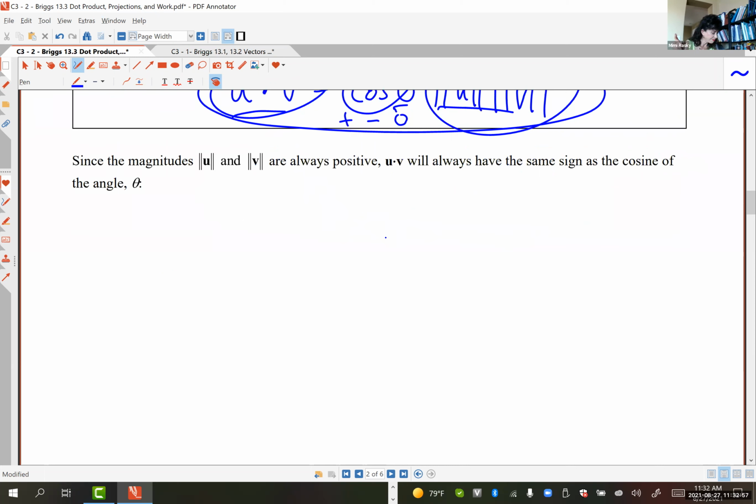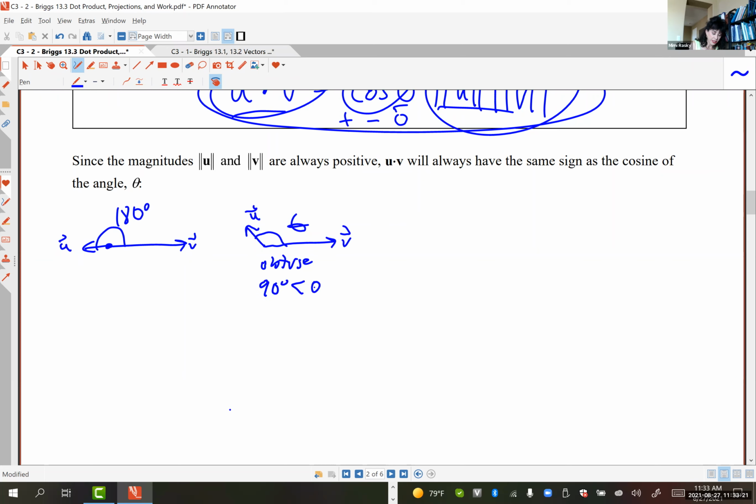So I'm going to draw some real quick pictures here. Suppose you have a vector v and u is pointing exactly in the opposite direction. They're parallel, and you have a 180-degree angle between them. And let's say you have v here again, but u is making an angle that's obtuse. In other words, the angle is greater than 90, but less than 180. Another example would be, suppose the two vectors are making a right angle with each other, 90 degrees. What would happen?